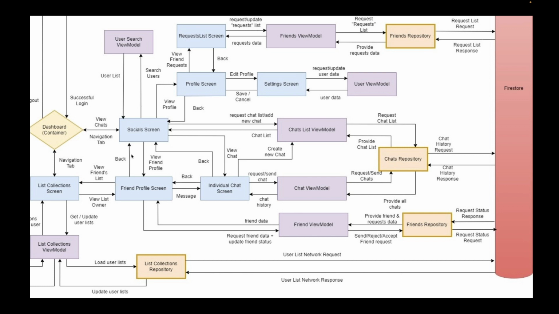The social screen also displays a list of the chats you have, and so you can go to the chat list screen as well. You can go to the individual chat screen from the social screen, and you can also search up other users and go to their profile from the social screen, which is connected to the friend view model and the friend repository, so that you can send the other user a friend request. The chat screens are connected to the chat view model, which is connected to the chats repository and which gets all of the data from the Firestore.